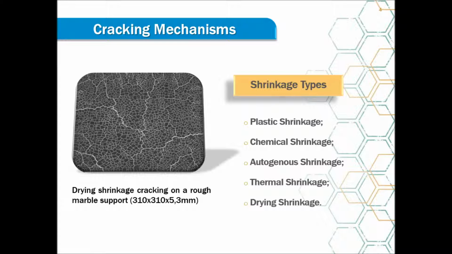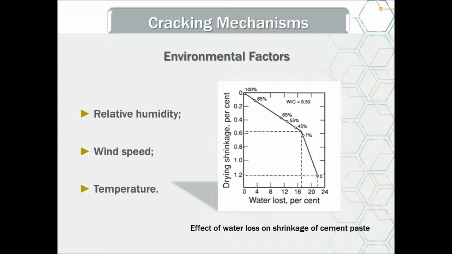There are several types of shrinkage: plastic shrinkage, chemical shrinkage, autogenous shrinkage, thermal shrinkage, and drying shrinkage. Shrinkage is influenced by relative humidity, wind speed, and temperature.